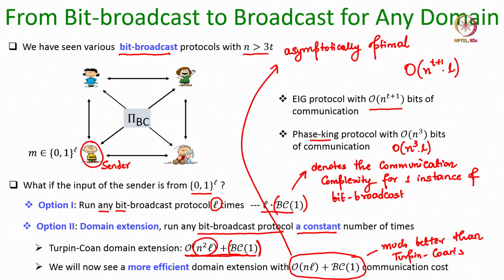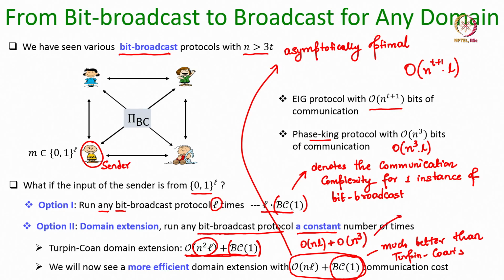This is because if we substitute the cost of the bit broadcast, say by the phase king bit broadcast protocol, then the overall cost turns out to be order of n times L plus order of n cube.